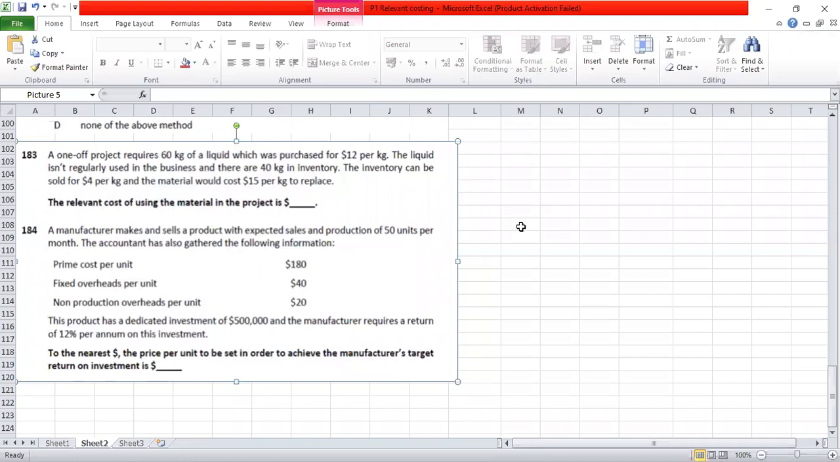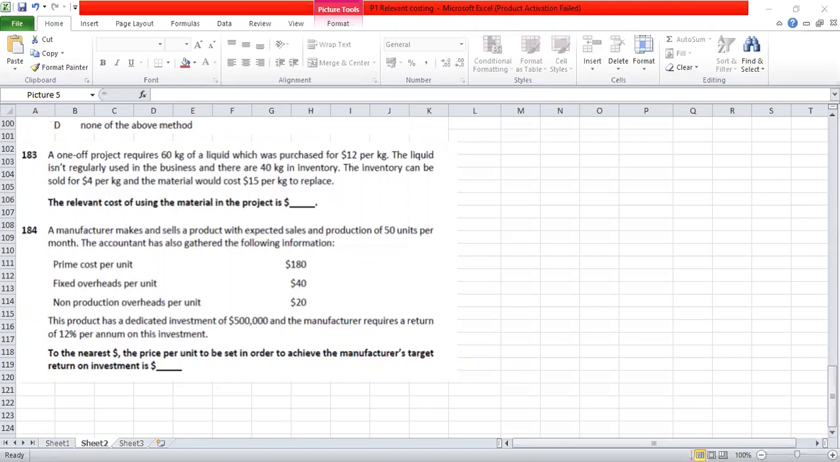Now the question has two sets of data. The first one is a one-off project required 60 kgs of liquid which was purchased for 12 per kg. The liquid isn't regularly used in the business and there are 40 kgs in inventory. The inventory can be sold for $4 per kg and the material would cost $15 per kg to replace. The first set of data, 60 kgs of liquid purchased for 12 per kg, is the sunk cost. It's already incurred, so it is not relevant for decision making. So we would not consider that.